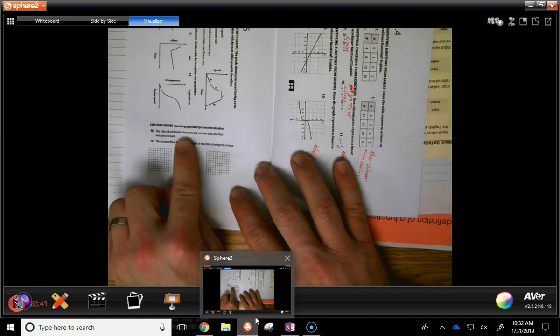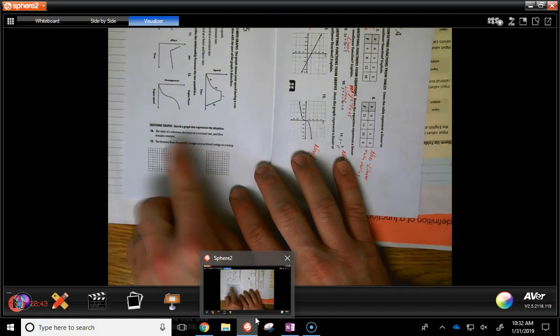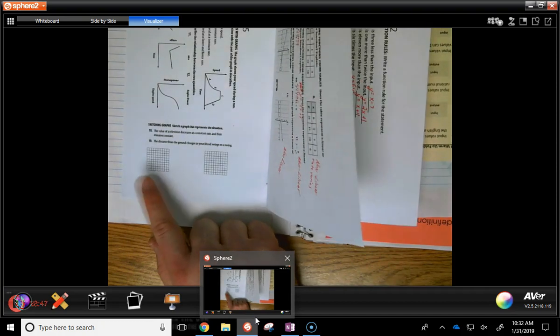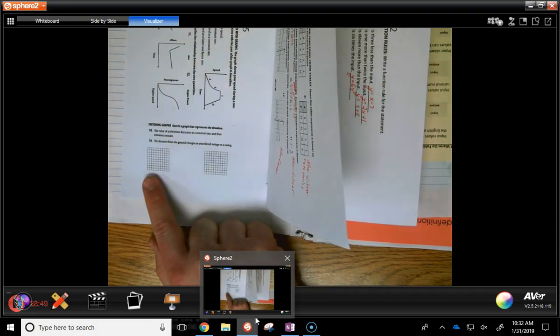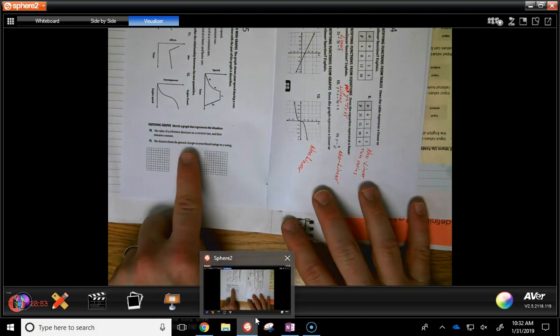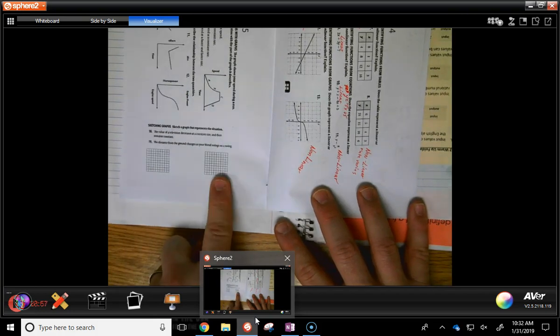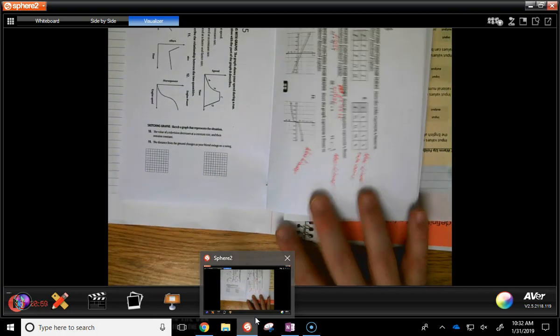the value of a television decreases at a constant rate and remains the same. Right here on this first graph is where I want you to draw. On 19, the distance from the ground changes as your friend swings on a swing. How would you draw that? Okay? Any questions? Okay, this is what your assignment is for tomorrow.